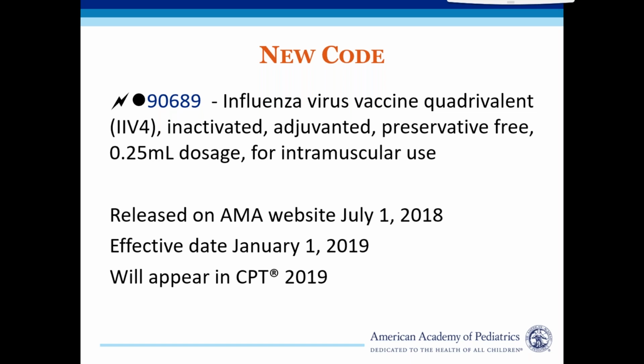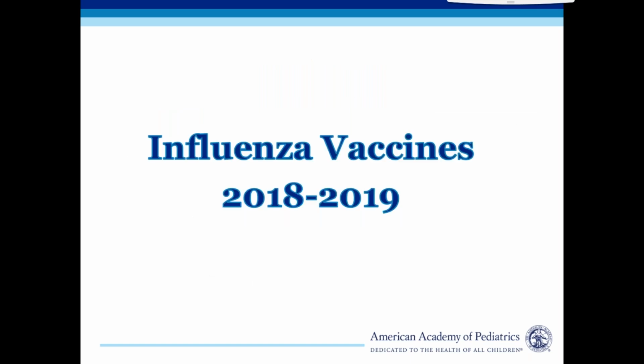Another new code, it's an influenza code, 90689. It's the influenza virus vaccine quadrivalent, inactivated, preservative-free. It was released on the AMA website July 1st. The effective date is January 1st, 2019, like we just spoke about, and will appear in CPT 2019. This was a product that was going to be available for this year, but we just received word from the manufacturer it will most likely not be available, so we won't have any issues, hopefully, with being able to report this code prior to the implementation date of January 1, because as you know, flu season will be here before that.